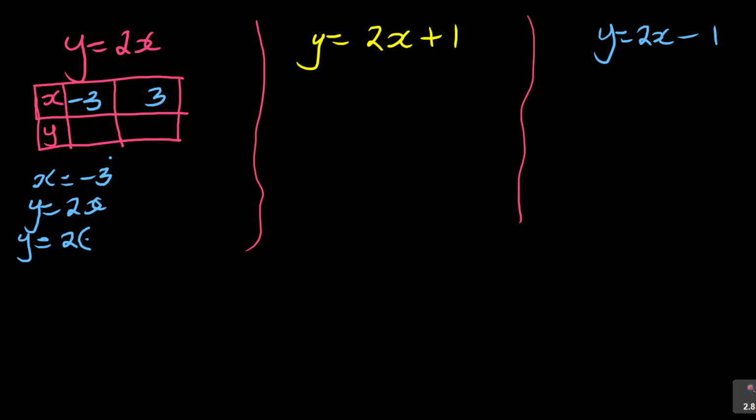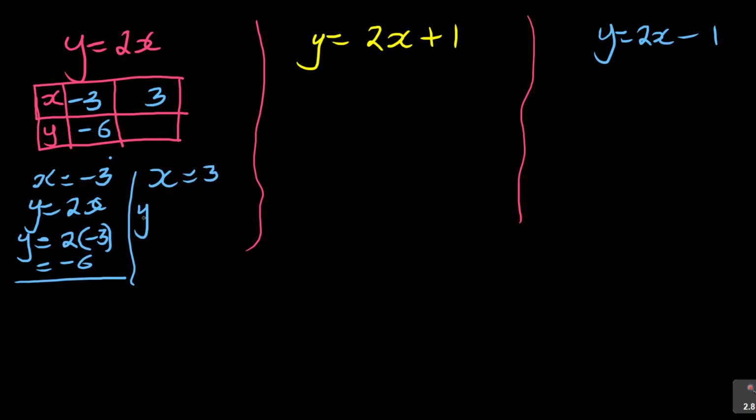Then you put a bracket and you say minus 3. This is called substitution. If you check with a calculator, it will give you -6. Right, and then you put here minus 6. You do the same thing when x is equal to what now? When x is equal to 3, it's positive.